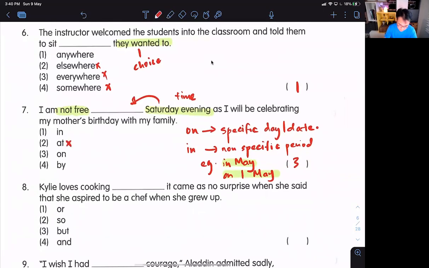At is definitely not. By is definitely not. By is a limit to the time. At is a location, right?